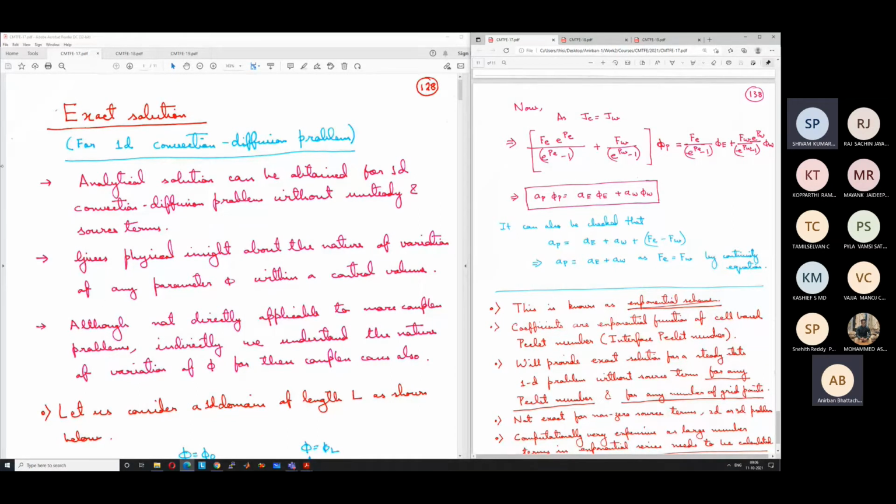So we were discussing convection diffusion problems, and before that we had discussed diffusion problems. Let us do a quick recap. The general governing equation, which can be the energy equation, species transfer equation or momentum equation, is of the same form and has four terms: the unsteady term, convective term, diffusive term, and source term.